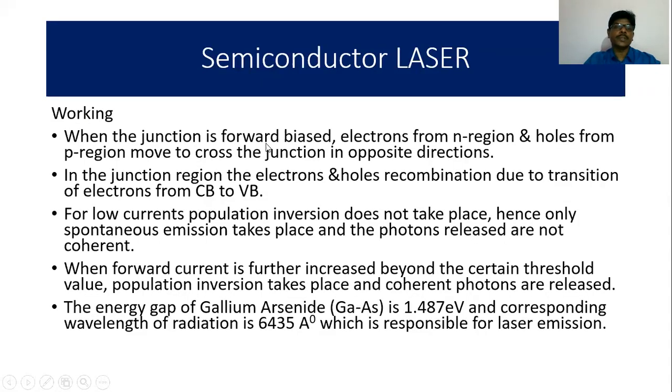What is the working of this? When the junction is forward biased, electrons from n region and holes from p region move to cross the junction in opposite directions. In the junction region, the electrons and holes recombine due to transition of electrons from conduction band to valence band. For low currents, population inversion does not take place. Hence, only spontaneous emission takes place and the photons released are not coherent. So, below a threshold current, it is all spontaneous emissions. When forward current is further increased beyond a certain threshold value, population inversion takes place and coherent photons are released.